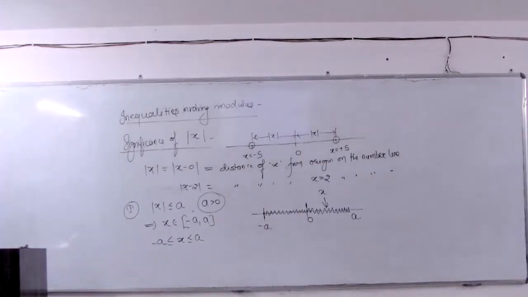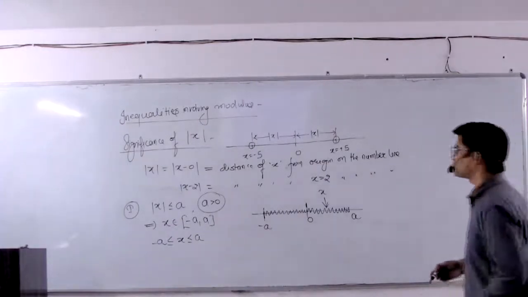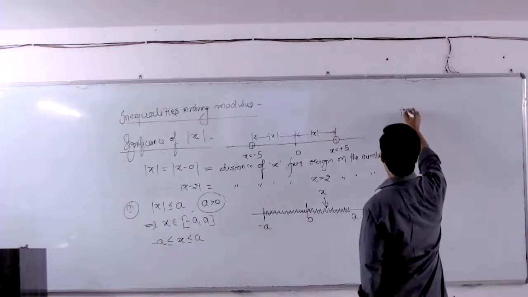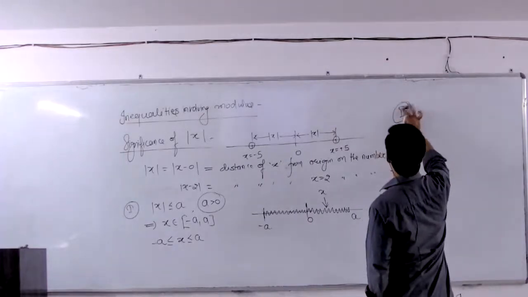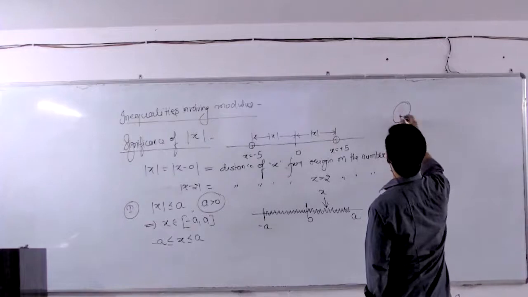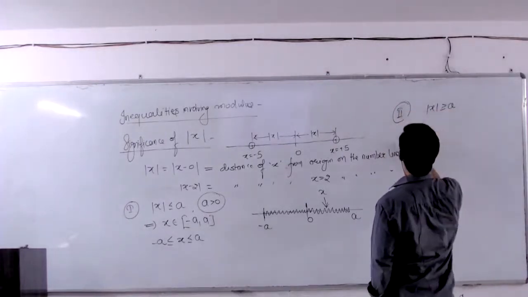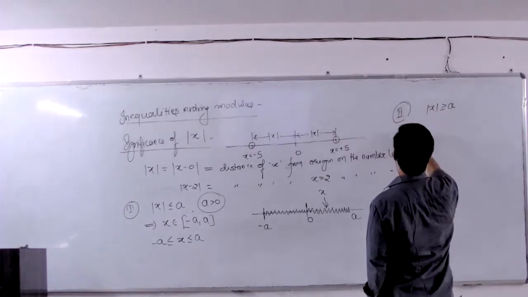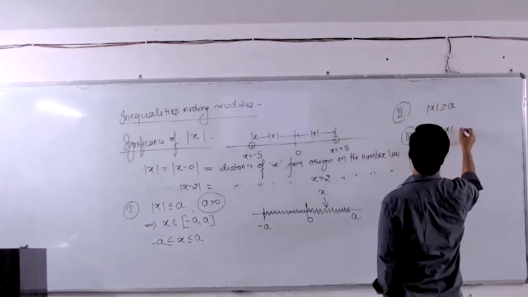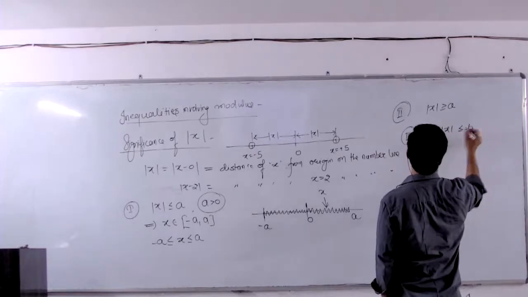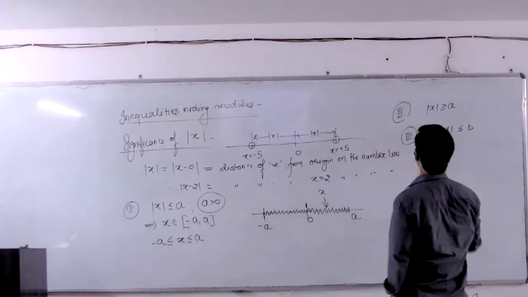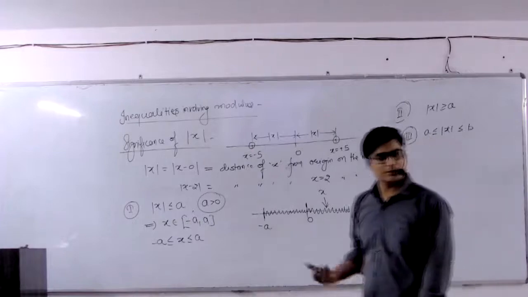Straightforward. Now, the same thing you have to prove for, let's say this is your second case. Mod x is greater than equals to a. Mod x is lesser than equals to b and greater than equals to a. That is the crux of what?